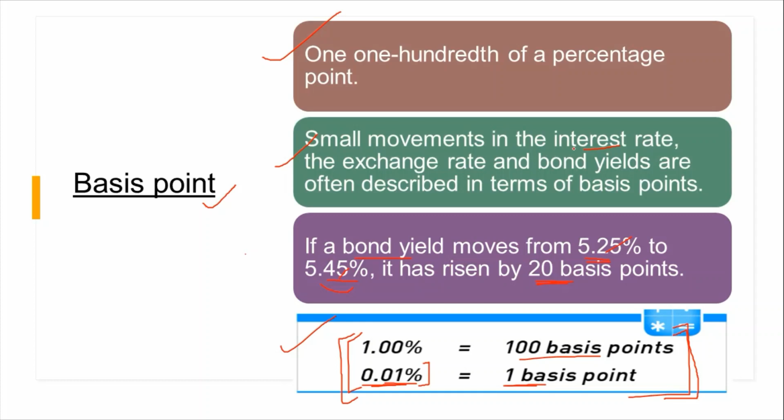So these are used to measure the small movements that take place in interest rates, exchange rates and bond yields, because these terms do not go directly from 5 to 6 to 7. These actually move in fractions of a percentage, which is 0.2%, 0.3%, 0.01% maybe sometimes. So that's the idea.